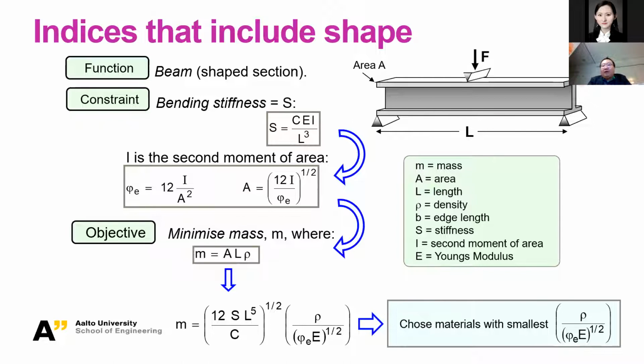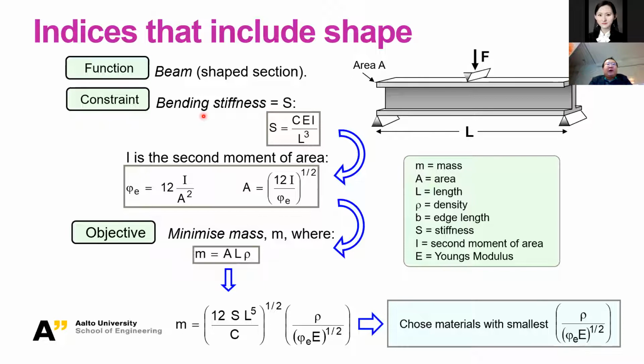But the area is changeable. The objective is, of course, to minimize the mass. That's why if you just minimize the area here, you will minimize the mass automatically. But we need to get sufficient stiffness out of it. So how is this done?